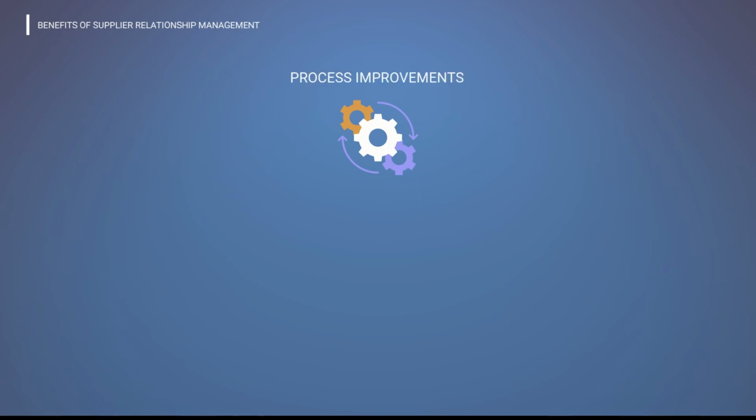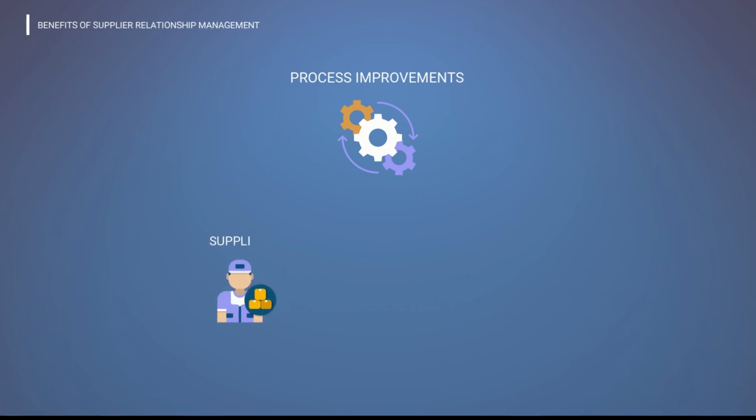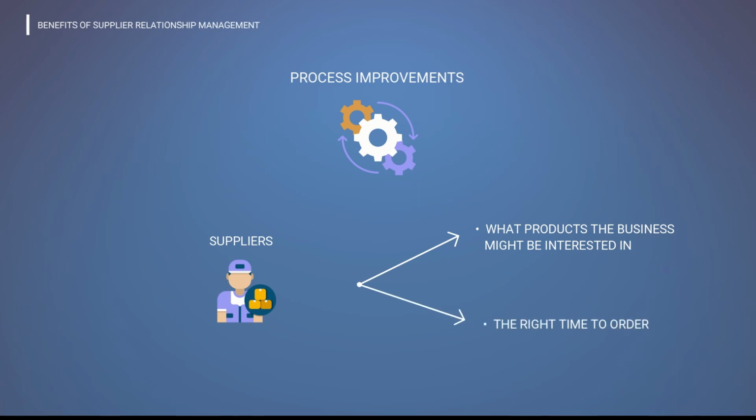Process improvements. As feedback becomes commonplace, the business and suppliers start to understand the inner workings of their relationship. The supplier will start to understand what products the business might be interested in, and the business will know the right time to order from their supplier so they receive the order on time.